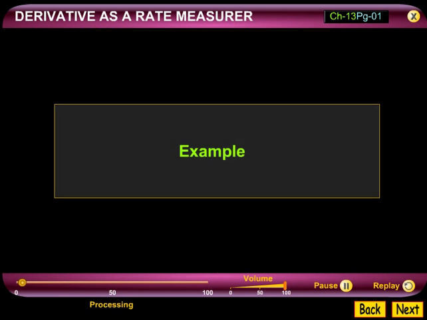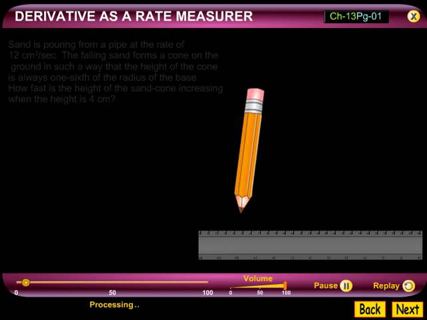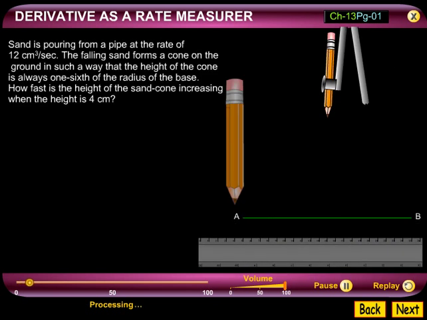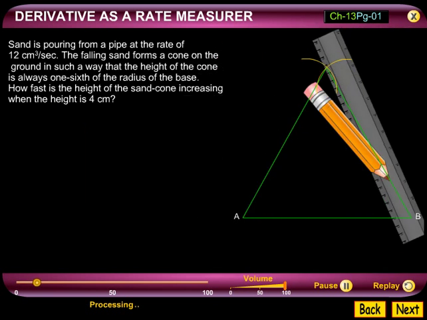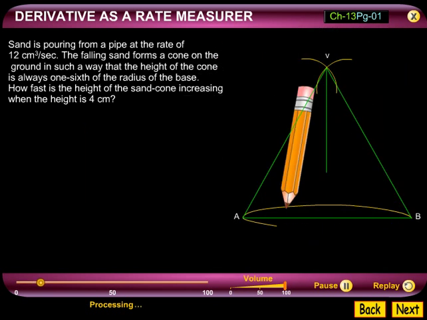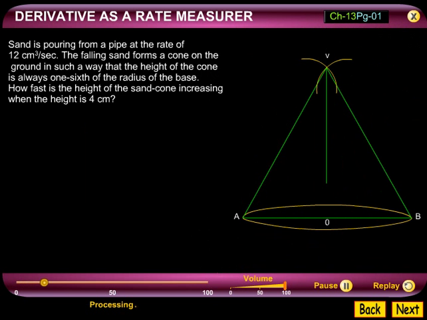Example: sand is pouring from a pipe at the rate of 12 cm cubed per second. The falling sand forms a cone on the ground in such a way that the height of the cone is always 1/6 of the radius of the base. How fast is the height of the sand cone increasing when the height is 4 cm?